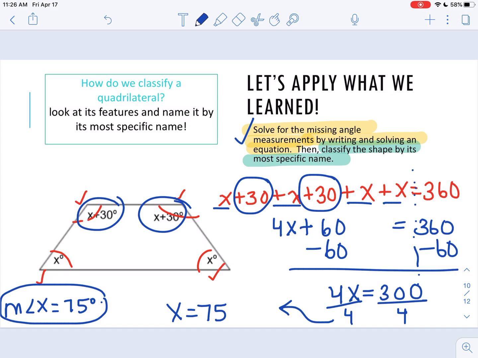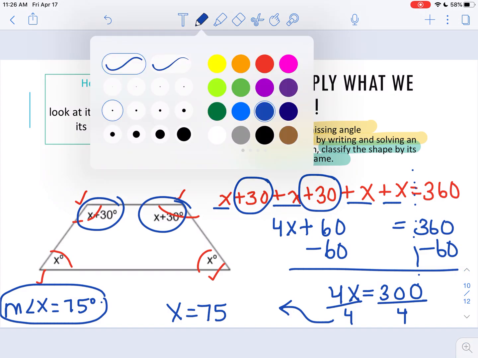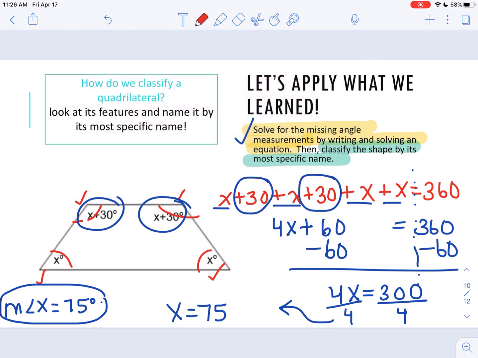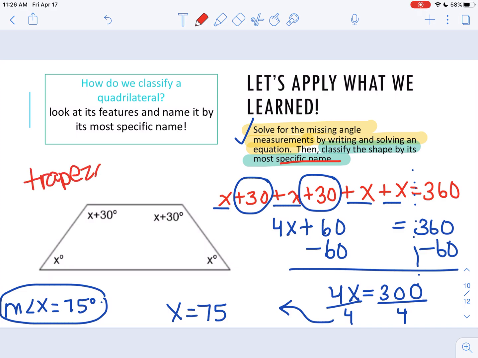All right. Now, if I look here and I say, how do I classify the shape by its most specific name? Well, let's take a look. It's a 4-sided polygon. I'm going to erase some of this work here on my picture. Let's talk about this. Since it's a 4-sided polygon, we know it's a quadrilateral, but we want its most specific name. So I'm going to ask myself, what type of quadrilateral is this? That's correct. It's a trapezoid.